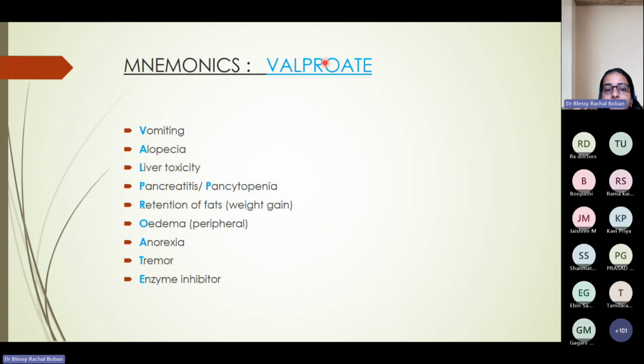So R is for retention of fat. So fat retention can lead to weight gain, or edema, peripheral edema. Then anorexia, that is loss of appetite. T for tremor. E for enzyme inhibitor. Valproate, it's an enzyme inhibitor. So you must know enzyme inhibition means drug metabolism will be inhibited. So whichever drugs you are co-administering along with valproate, since valproate is an enzyme inhibitor, the metabolism of all other co-administered drugs decreases. Once drug metabolism decreases, it will not be excreted, it will be accumulated and it can lead to toxicity.